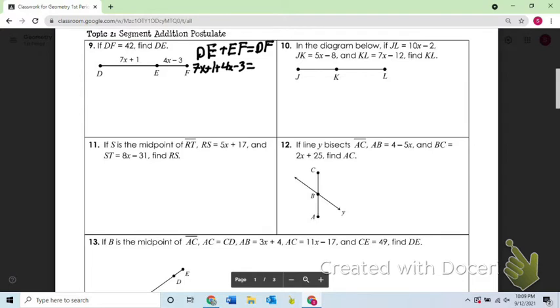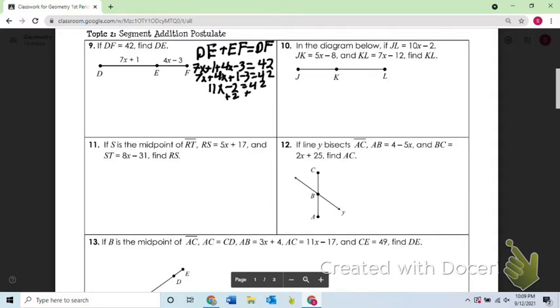And DF becomes 42. So I'm going to add these up. First I'm going to rewrite these to put everything in the right position. 7x plus 4x is 11x. 1 minus 3 is negative 2.